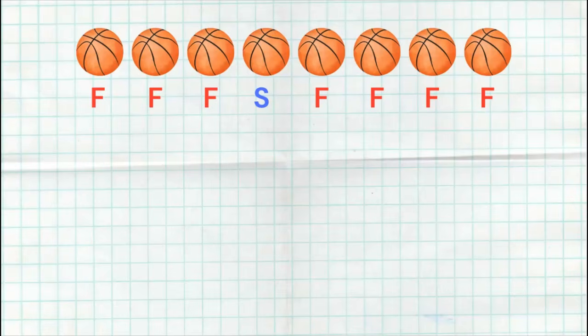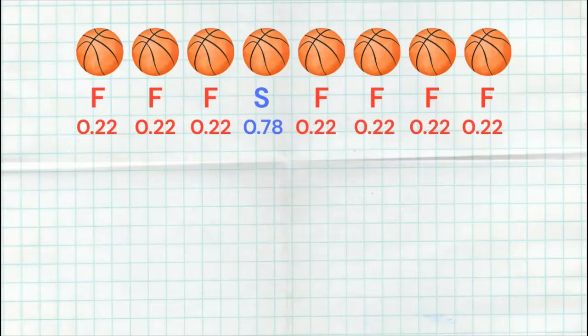That end result is her making 1. Now, what's the probability of that? Well, we have to break down each shot. So we have 22%, 22%, 22%, and then the success, 78%, and then another fail, 22, 22, 22, 22. Again, we can use exponents to make this a little bit faster.